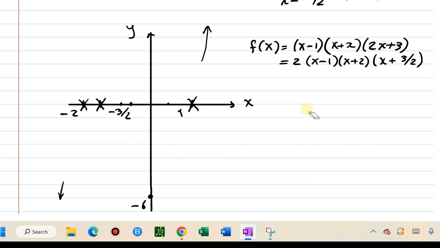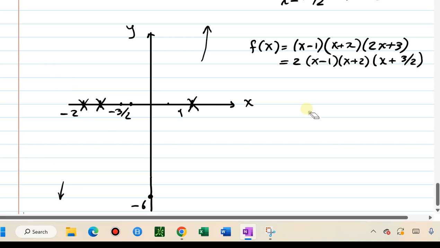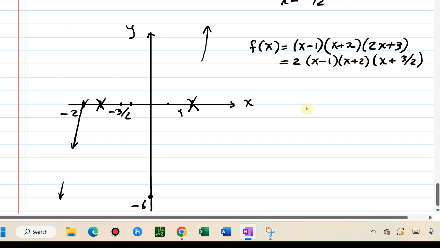Now, I can go through some eliminations. For example, can it cross like this? And the answer is no. The reason: look at the extreme behavior. The function is going to infinity here, but we just said it has to go to negative infinity. So this is ruled out. If this is ruled out, that means I can X this part out. So we know this part of the graph is going to drop like this.